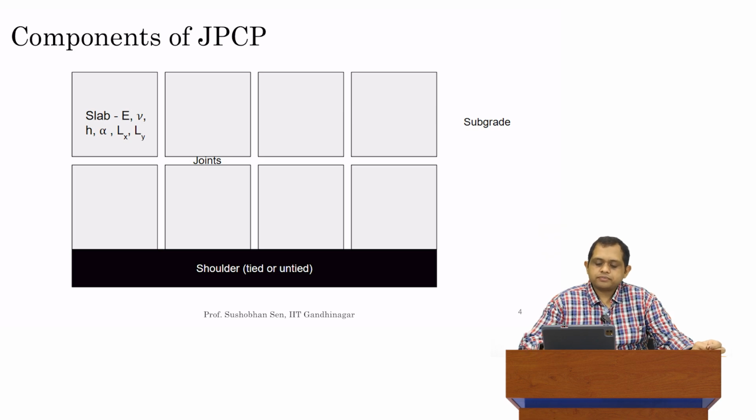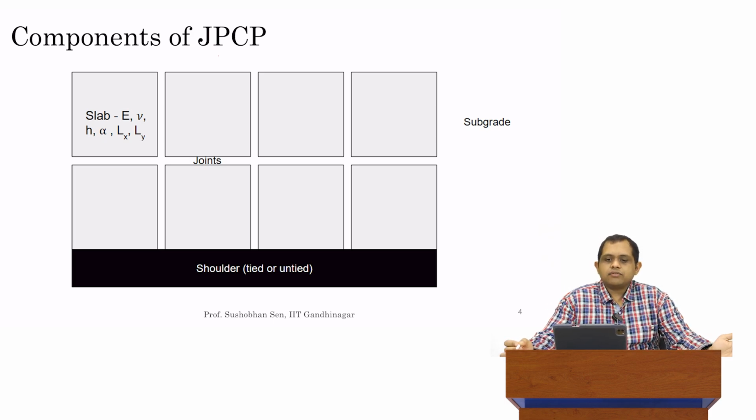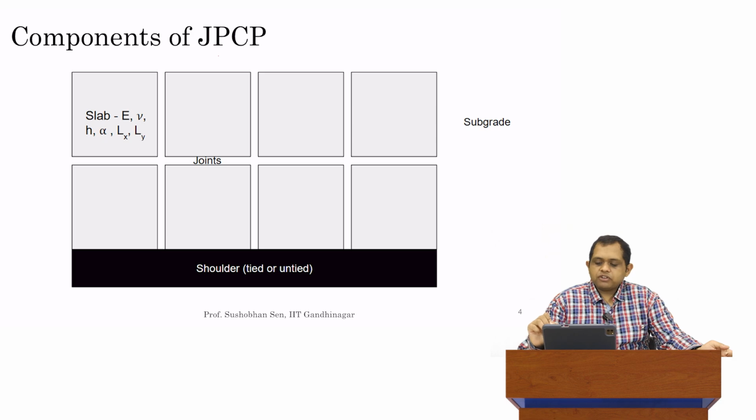Okay, first of all, let's have a high-level view of when we talk about analyzing rigid pavements, what exactly are we looking at? So I have a picture here. Now, obviously, as the title says here, this is a JPCP pavement, jointed plain concrete pavement. It is plain because there is no steel inside the slabs, and it is jointed because there are these joints which are basically breaks or discontinuities between slabs.